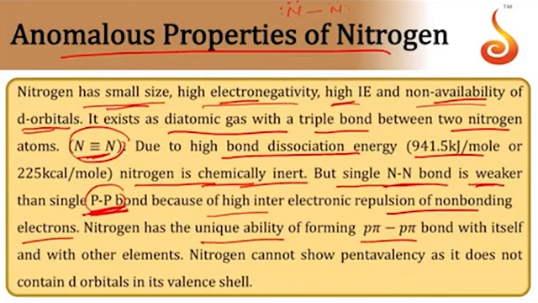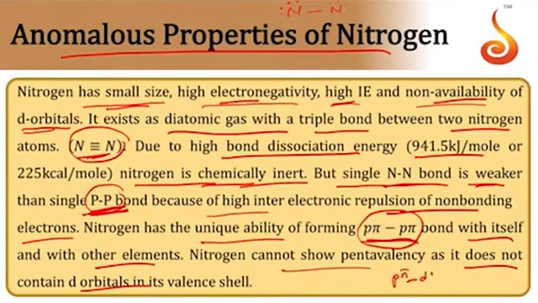The formation of p-pi bonds depends upon the size of the atom. A smaller sized atom can always form multiple p-pi bonds with itself as well as with other elements. And nitrogen cannot show pentavalency as it does not contain d orbitals. The other elements can form p-pi d-pi bonds, but others cannot form p-pi bonds.